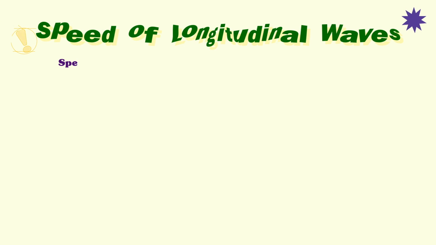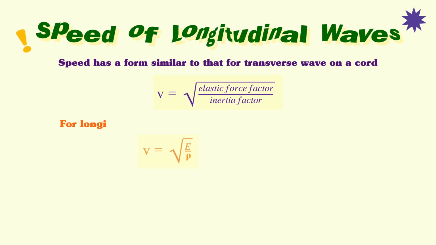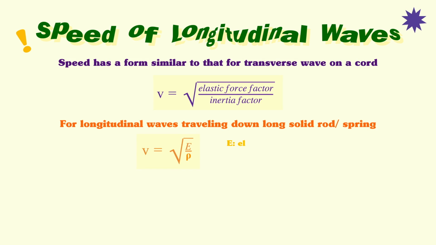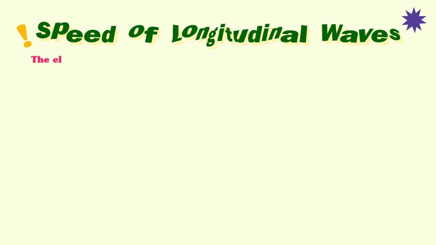Lastly is finding the speed of longitudinal waves. Speed has a form similar to that of transverse waves on a cord, where the formula for speed is equal to the square root of elastic force factor divided by inertia factor. For longitudinal waves traveling down a long solid rod or spring, the formula is equal to the square root of elastic modulus divided by the density. As for longitudinal waves traveling in liquid or gas, the formula is equal to the square root of bulk modulus divided by the density. The elastic modulus and the bulk modulus can be referred from this chart.